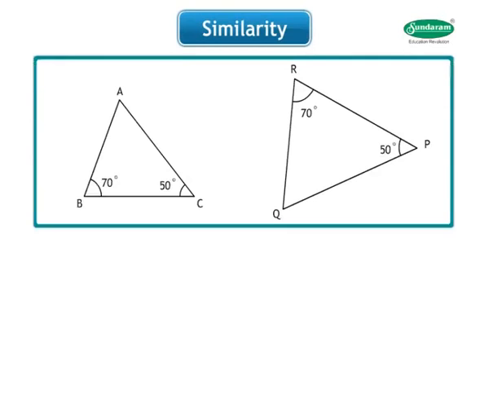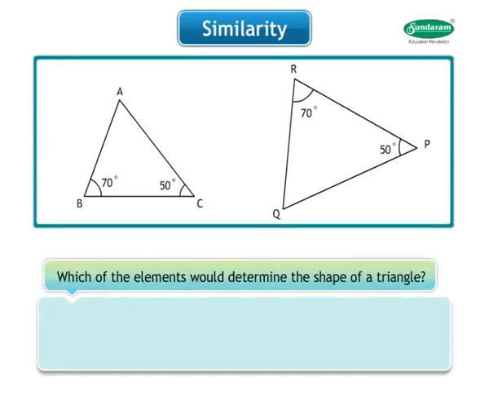Now let's study about similarity. Two figures are called similar if they have the same shape, not necessarily the same size. Which of the elements would determine the shape of a triangle? The angles determine the shape of a triangle.